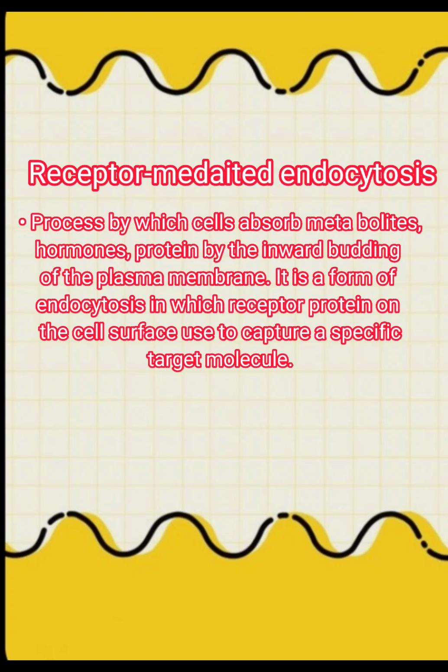Receptor-mediated endocytosis is the process by which cells absorb metabolites, hormones, and proteins by the inward budding of the plasma membrane. It is a form of endocytosis in which receptor proteins on the cell surface are used to capture specific target molecules.